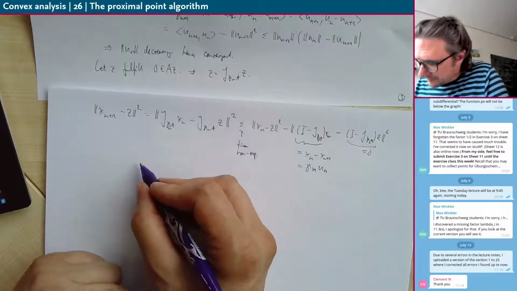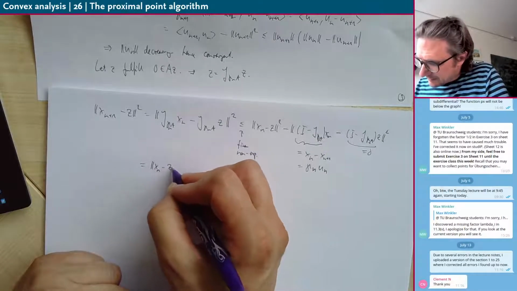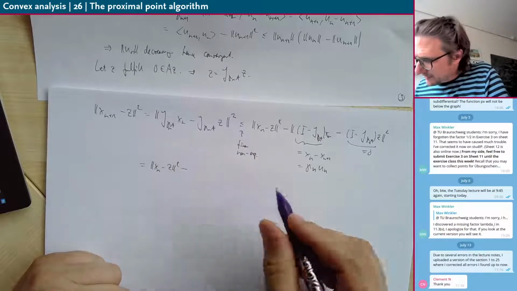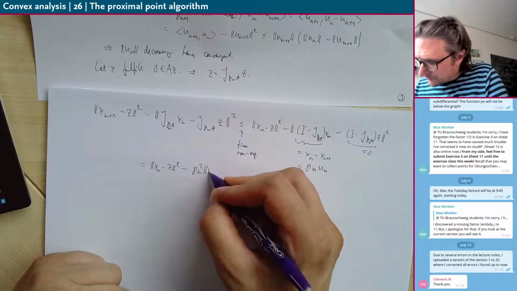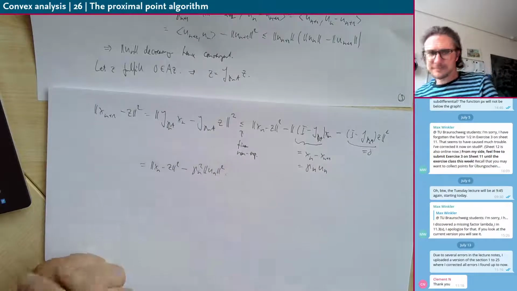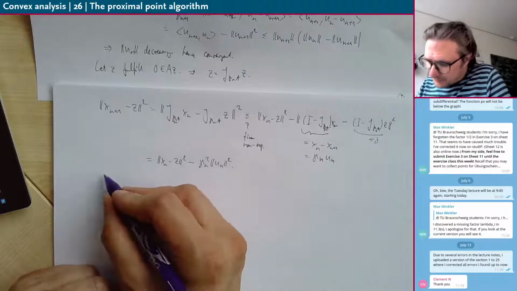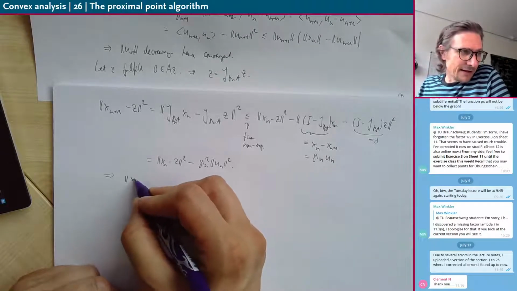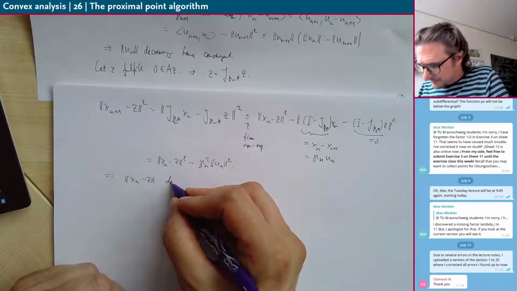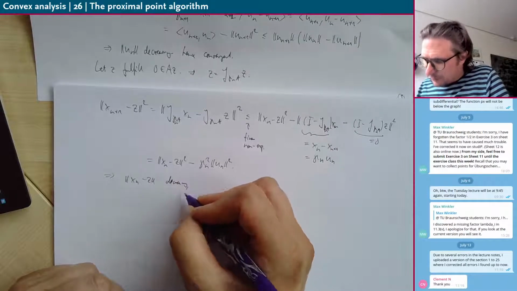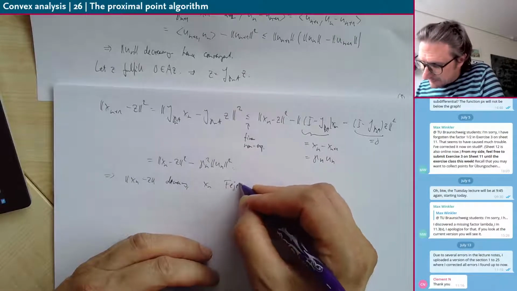So we have here that this expression is exactly the norm of x_n minus z squared minus gamma_n squared times the norm of u_n squared. Okay, so this shows us now that the norm of x_n minus z is decreasing again, or put differently, x_n is Fejér monotone.